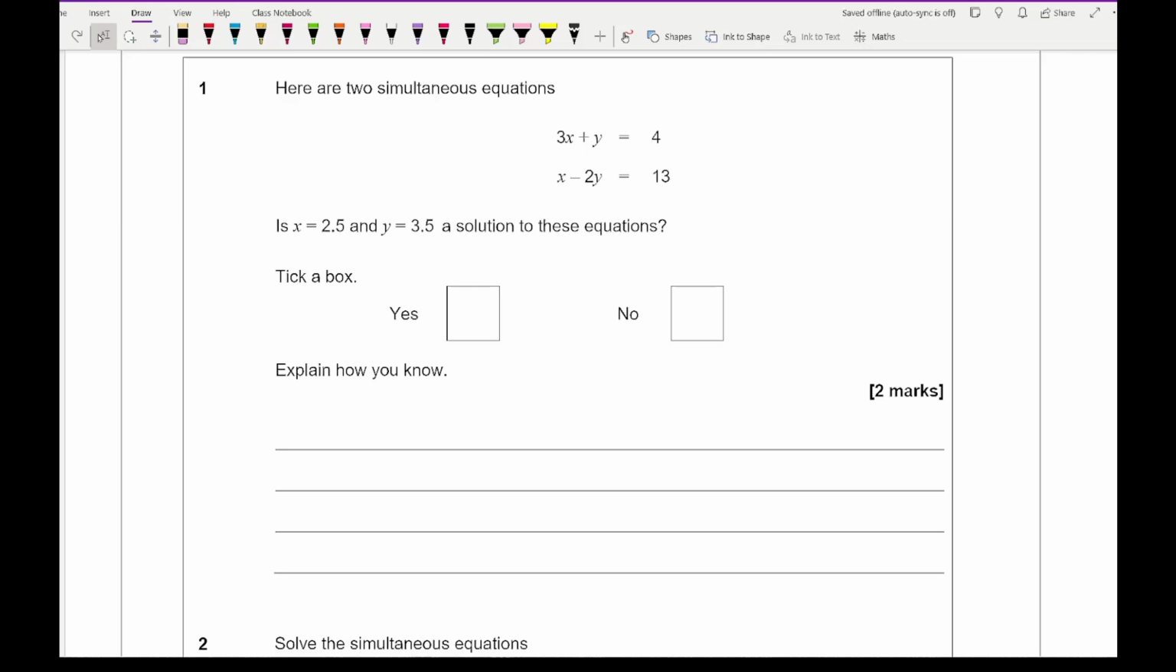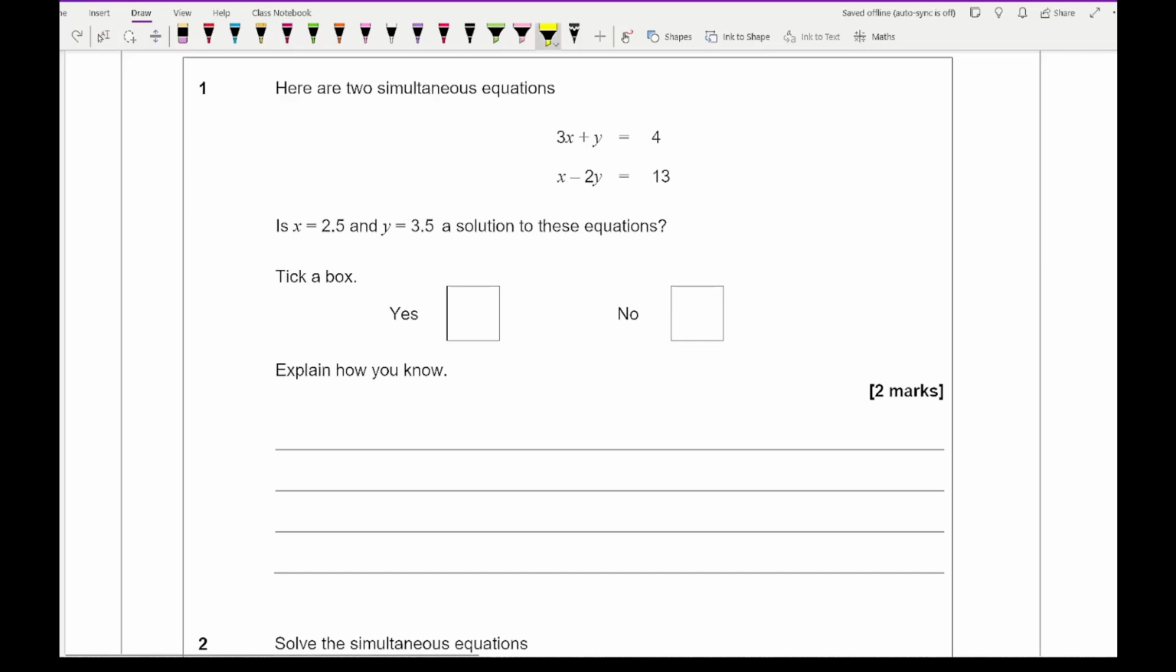So looking at question 1, it says here are two simultaneous equations, and it says is x equals 2.5 and y equals 3.5 a solution to these equations. Tick a box and explain how you know. Now for this, again, try and avoid ticking a box first without doing the working out. Always do your working out first and then tick the box.